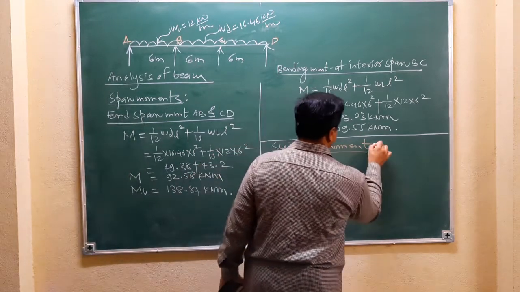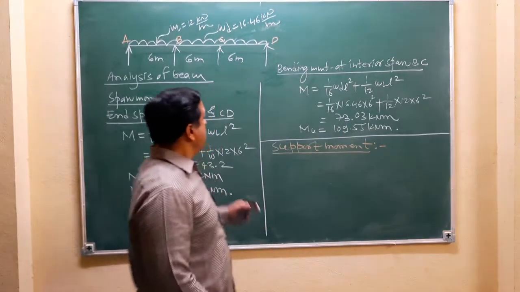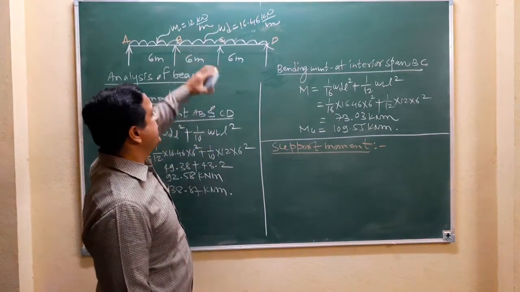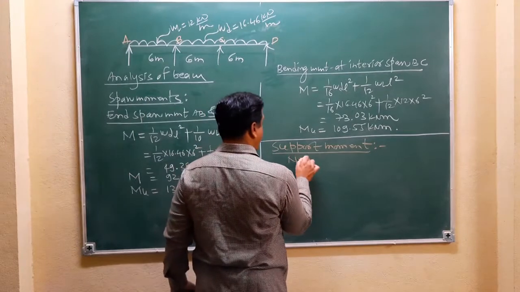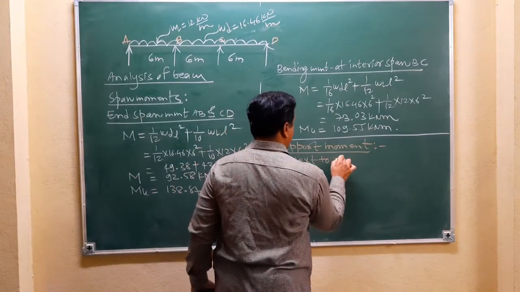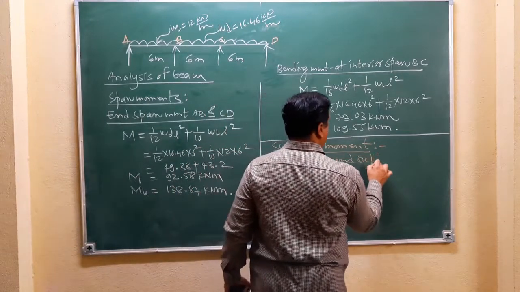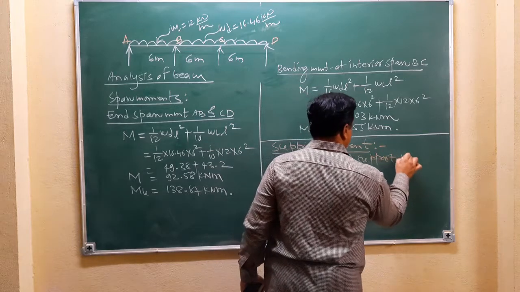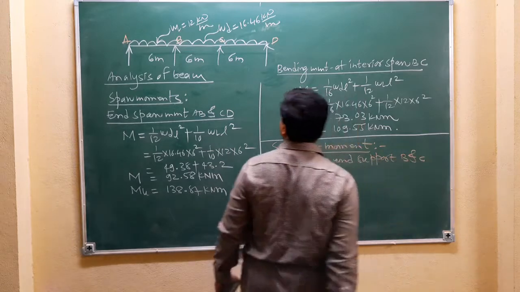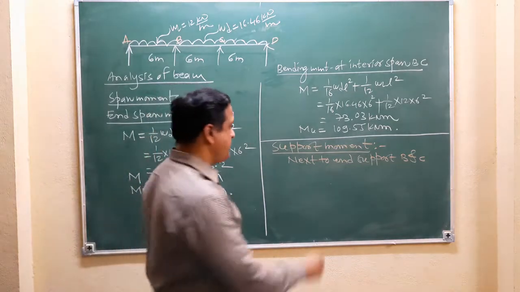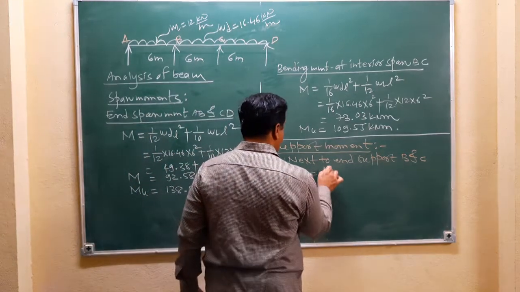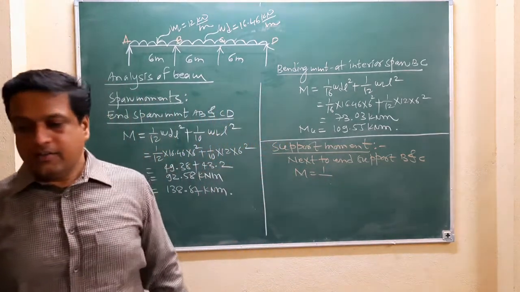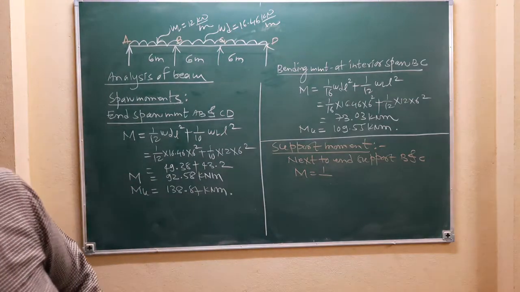The support moment: we only have to find out the one support moment next to the end support, B and C, because the loading is the same as well as the span. So what are the coefficients? The dead load coefficient is 1 by 10.